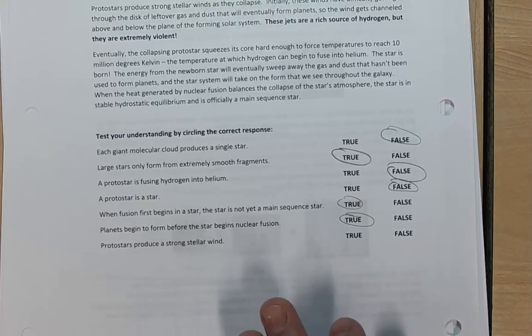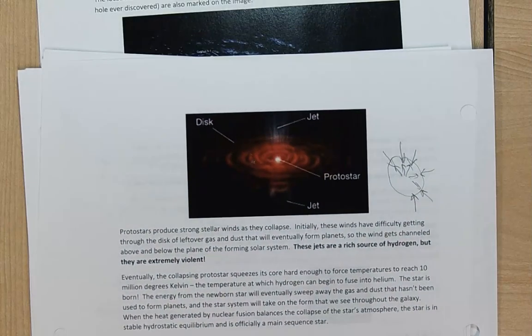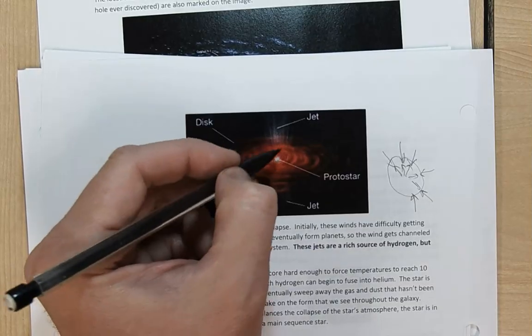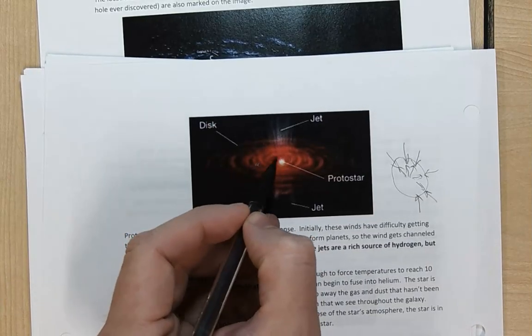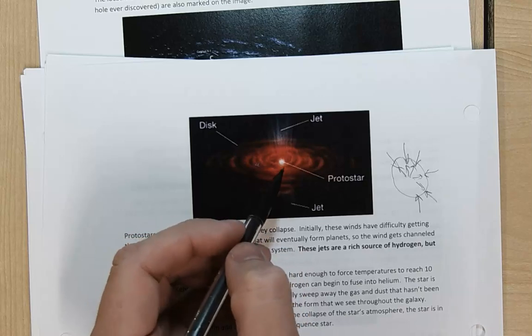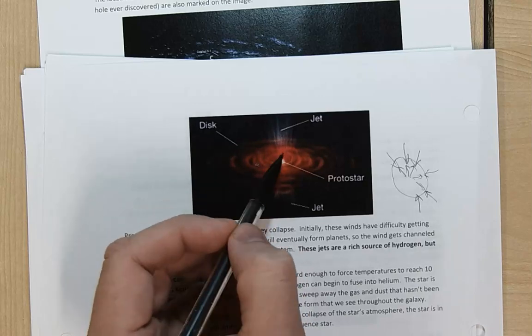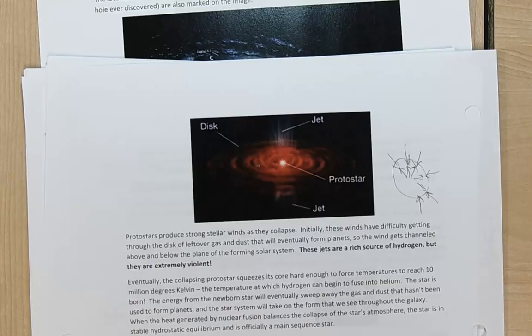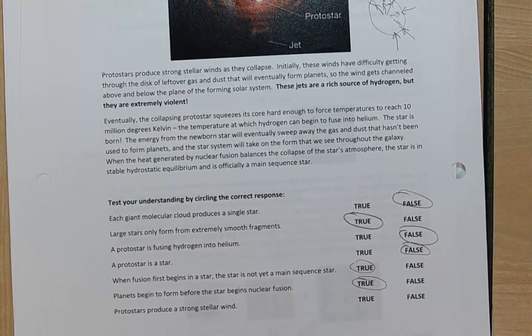The protostars produce strong winds. That's true, right? Because that's where the jets come from. As that protostar shrinks down and heats up, that hot gas is going to blow out that wind. It's going to shoot out those jets until eventually that wind calms down and the protostar becomes a star.